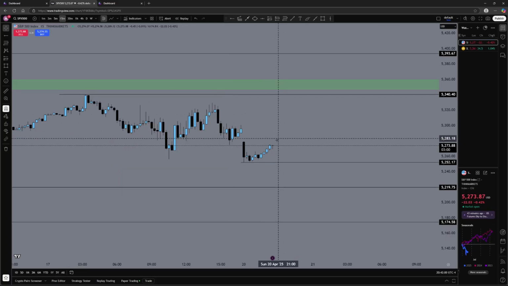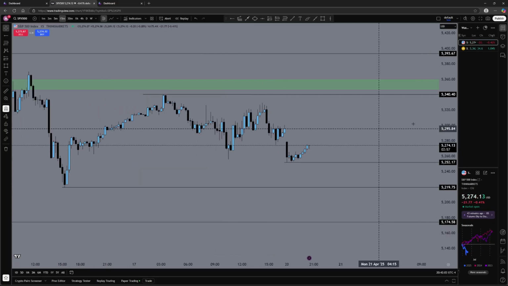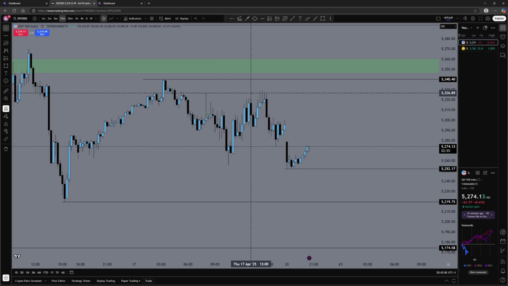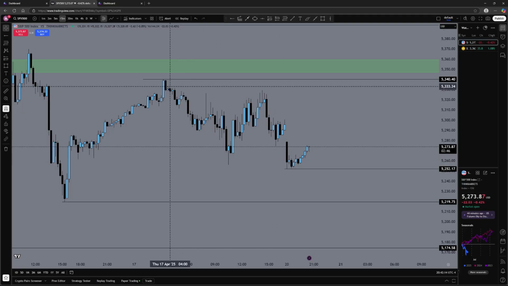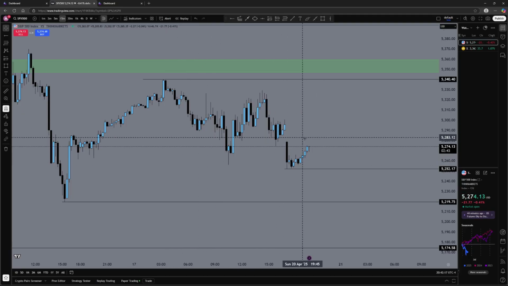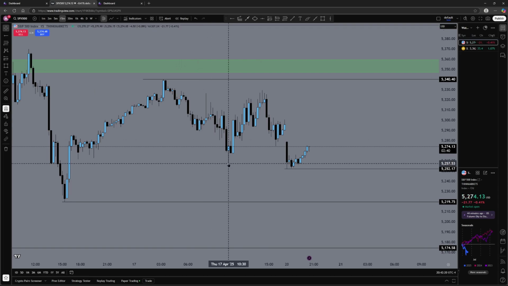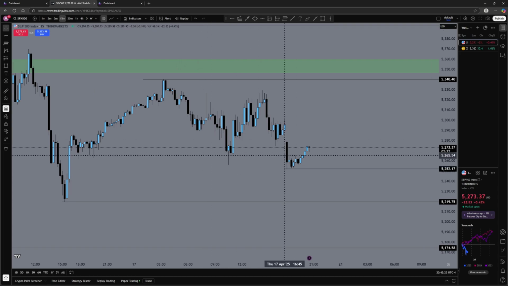Come down here, the 15-minute. What do you see? See here, this area. Boom, resistance, lower lows, lower highs. Right? Look, high, high, same high, low, lower low, lower low, lower low.